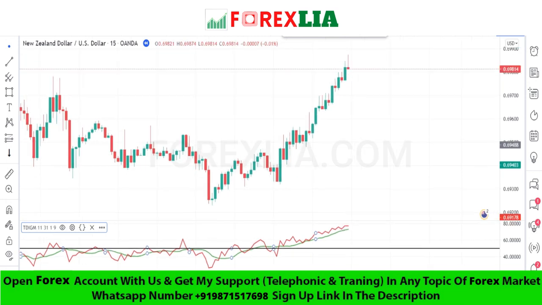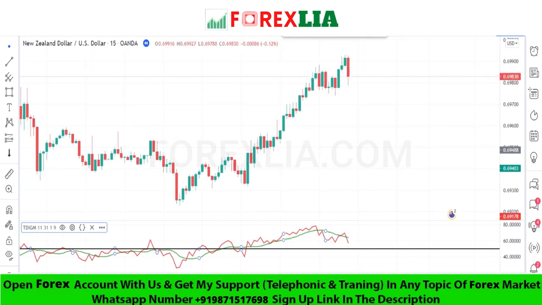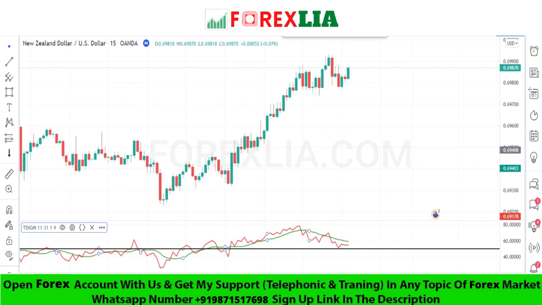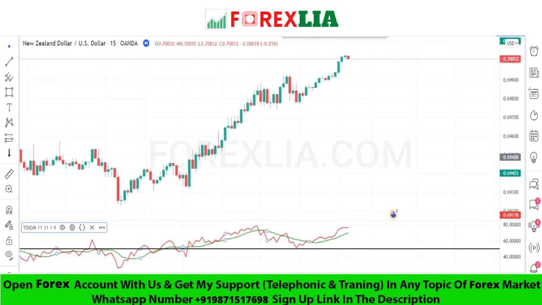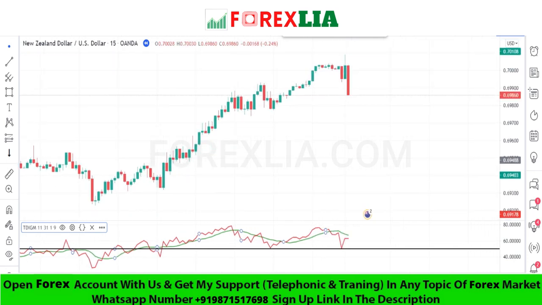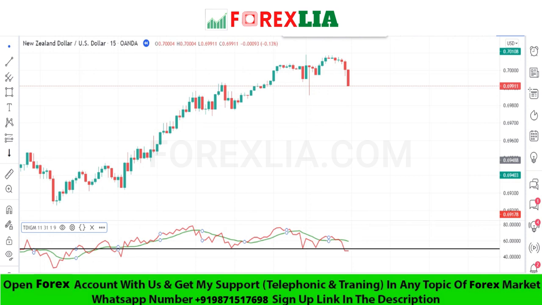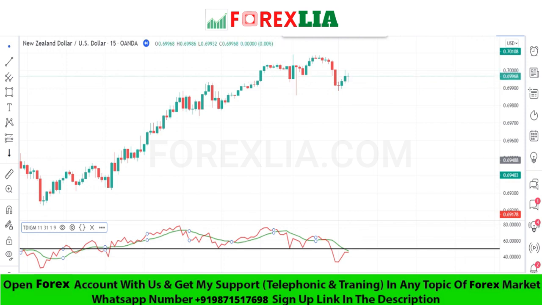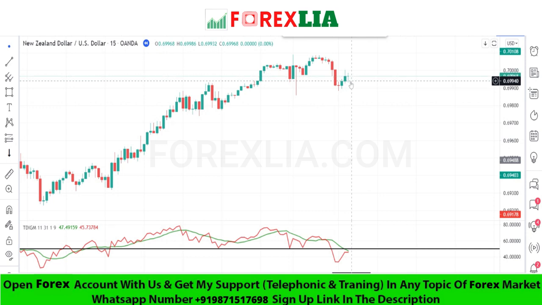If both SMAs of the TDI indicator cross the 50 level line downward, then we take a sell trade. Here is the sell signal confirmation. We place the sell trade here.